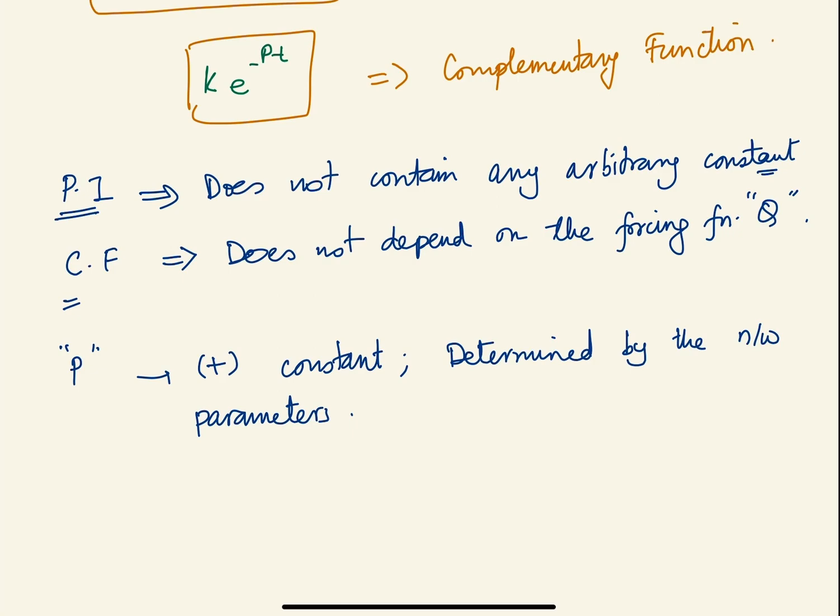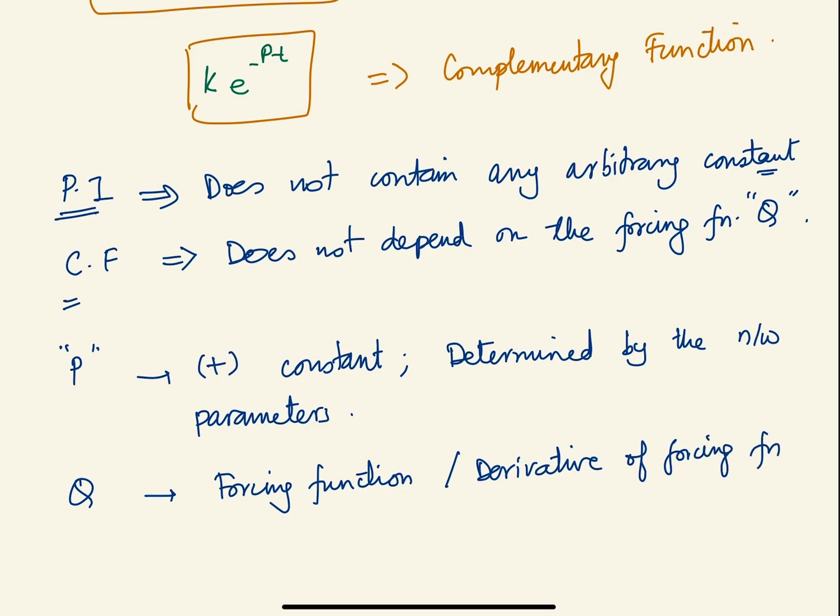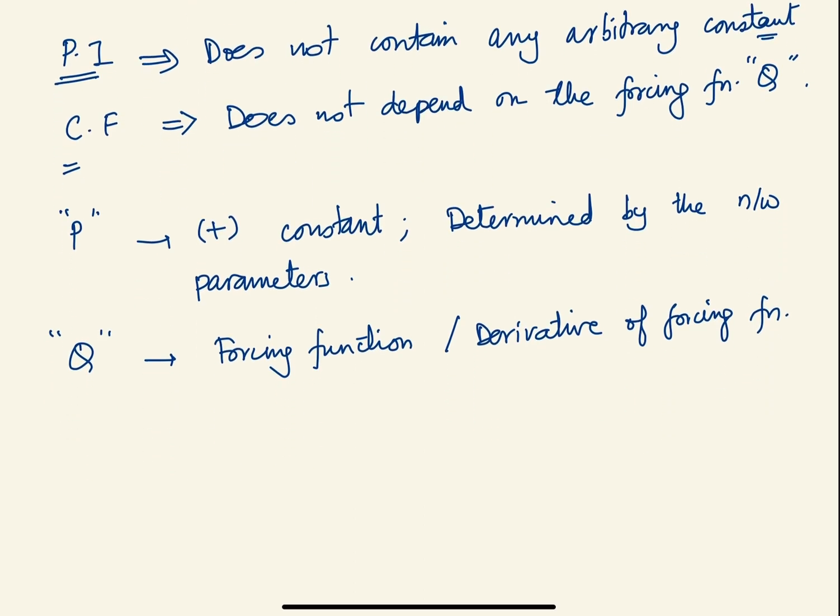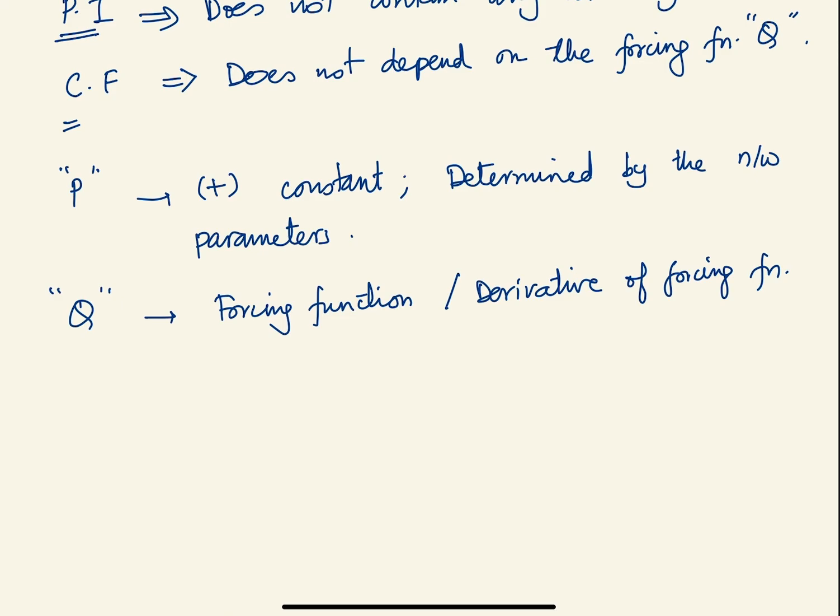Okay, and this Q is the forcing function, or the derivative of the forcing function. This we'll also see when we solve some examples. All right, so these are the two notes about these factors P and Q.